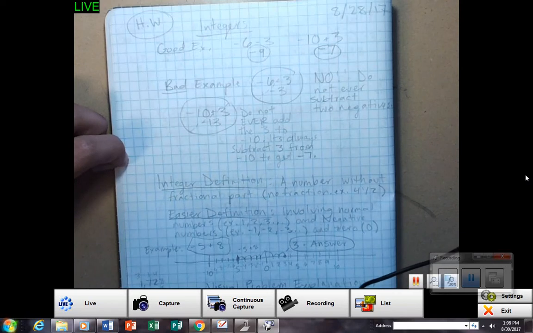And then negative 10 plus 3 would not give you a negative 13 because you're not ever supposed to add the 3 to the negative 10. It's always subtract 3 from negative 10 to get negative 7.